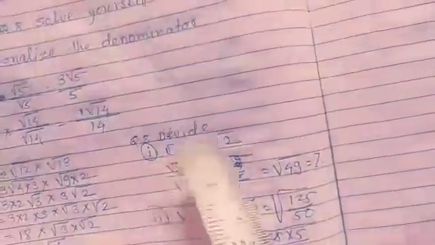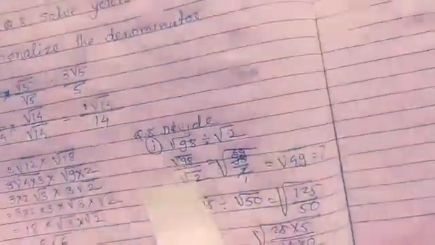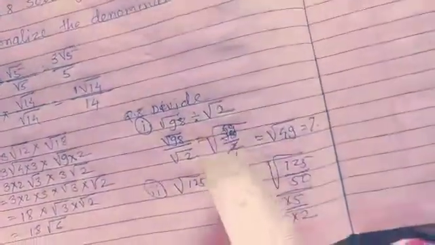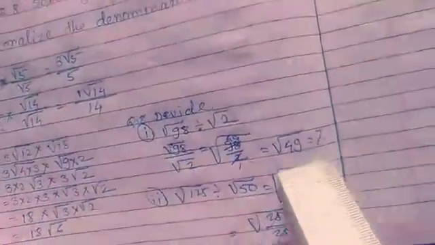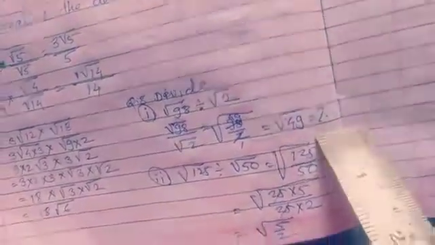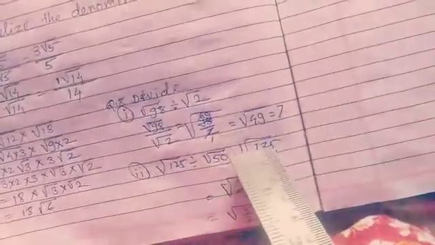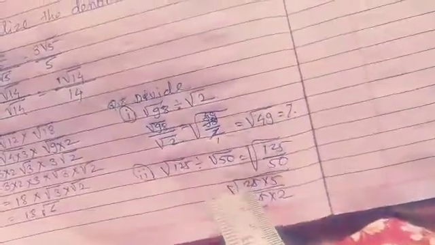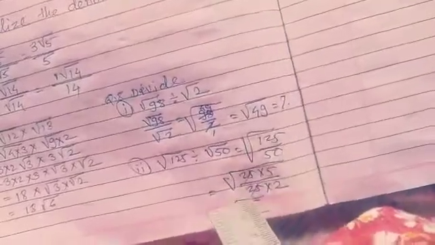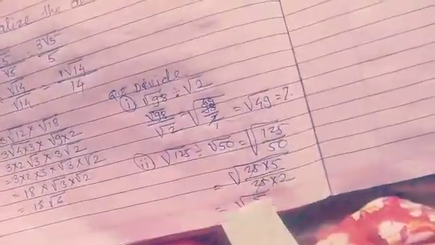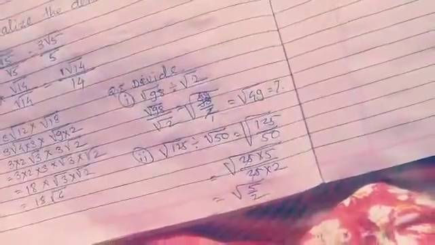Now question number 8. Divide. Root 98 divided by root 2. Here root 98 divided by root 2. 98 upon 2. 2 49s are 98. Means root 49. The square root of 49 is 7. So 7 is the right answer. Number 2. Root 125 divided by root 50. Put here 125 upon 50. 25 5s are 125. 25 2s are 50. 25 and 25 get cancelled and root 5 upon 2 is the right answer. Thank you.